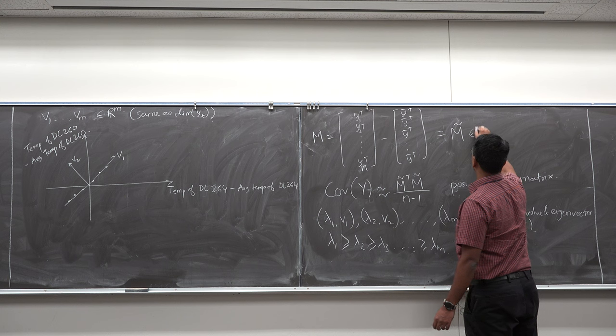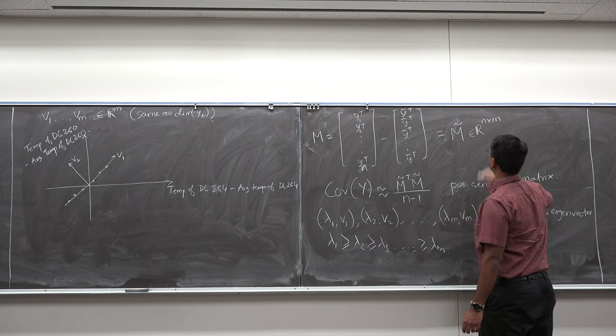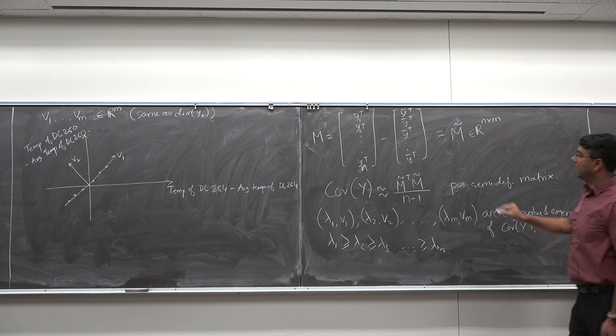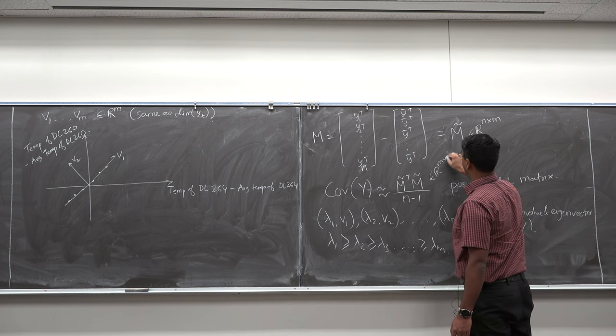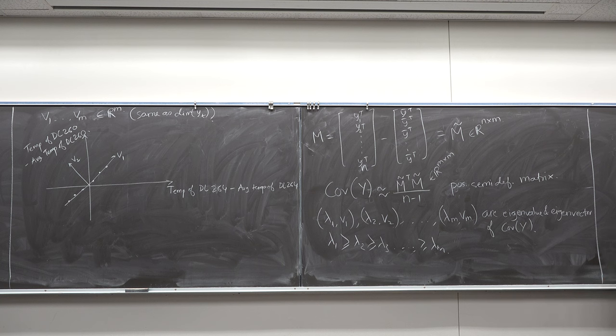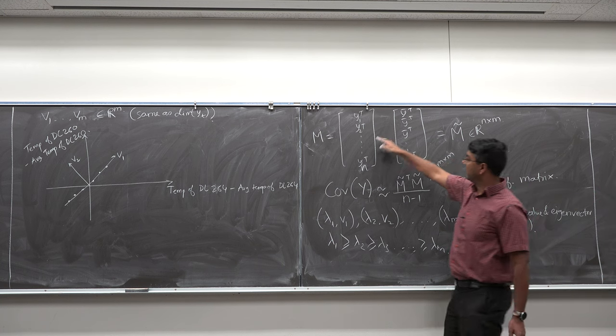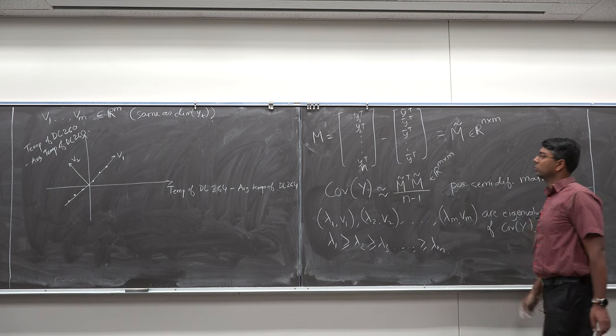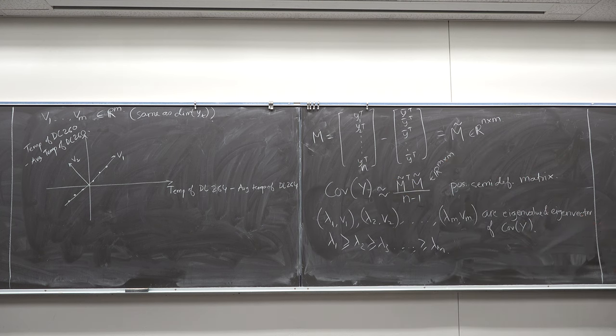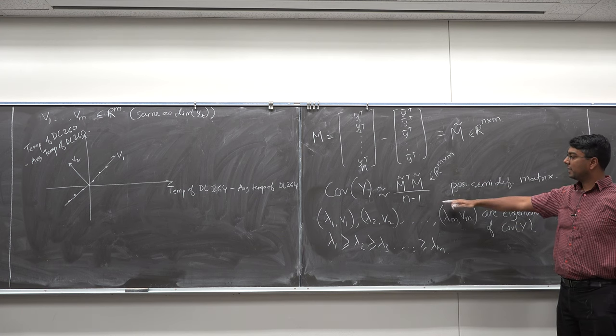So this is an R^(n×m) matrix, and this is my R^(m×m) matrix. So there are n rows here, and each of these is m-dimensional, so each row has m entries. So yeah, this is correct. The cool thing here is that this v1, v2, all of this is very mathematically intensive computation.